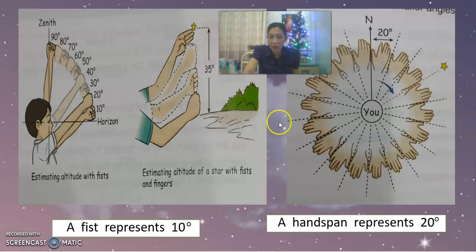And for the whole sky, a handspan is 20. So 1, 2, 3, 4, 5, 6, 7, 8, 9, 10, 11, 12, 13, 14, 15, 16, 17, 18. So 18 times 20 equals 360 angles.